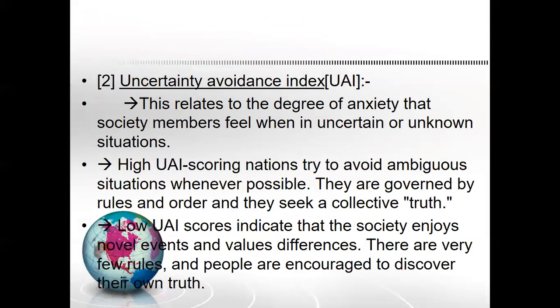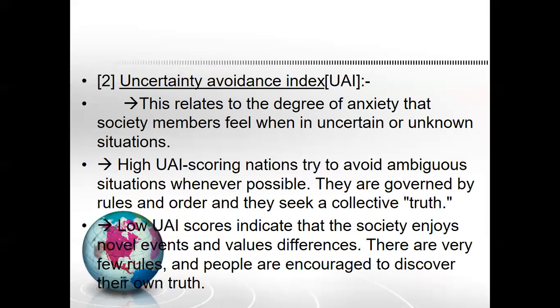Then we have the uncertainty avoidance index, that is UAI, and we have given an acronym here. It is the degree of anxiety that society members feel when faced with an uncertain or unknown situation or place, so they try to avoid ambiguous situations whenever possible.